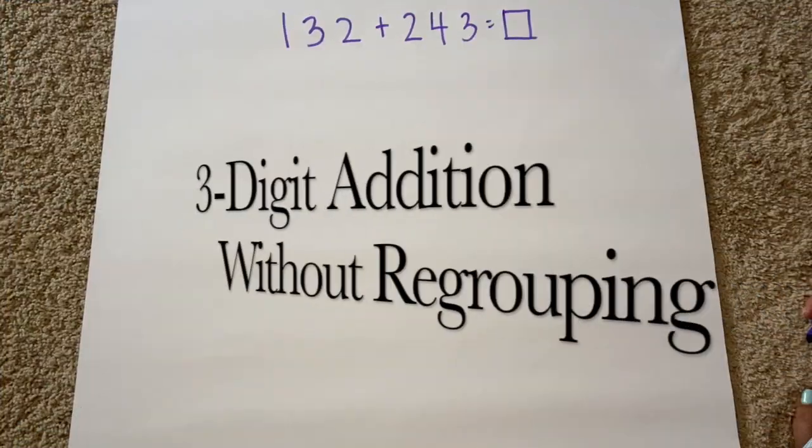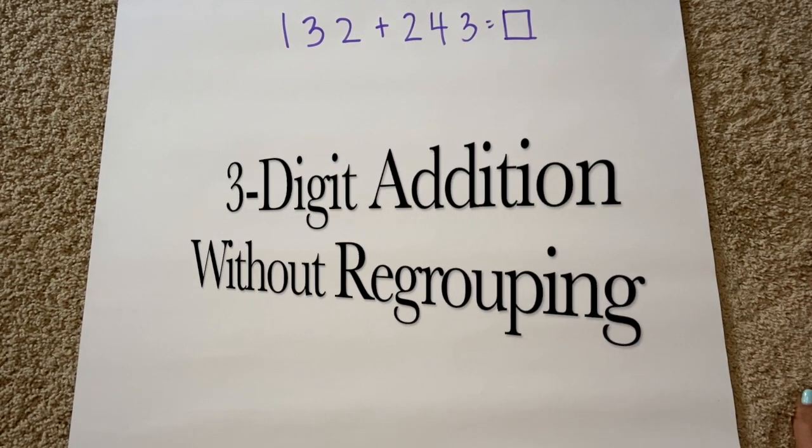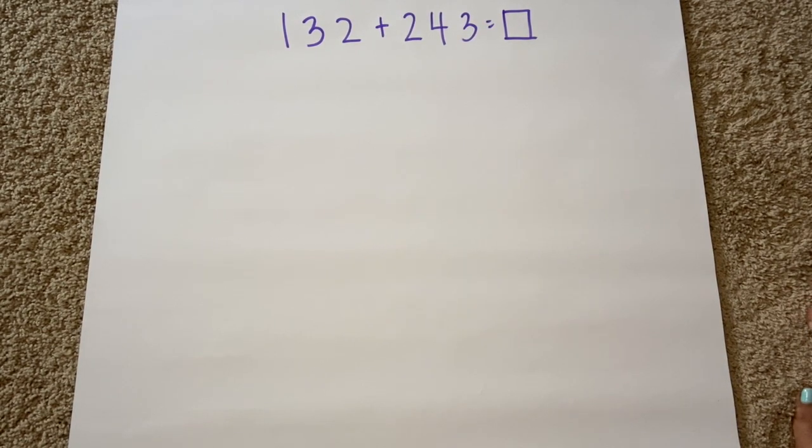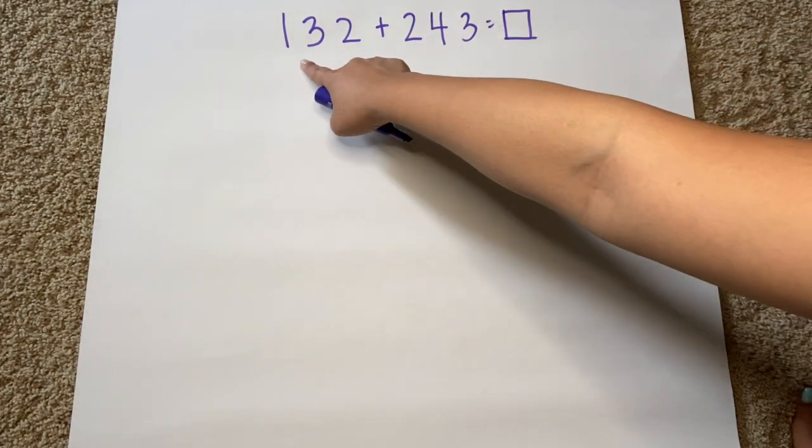So we're going to practice and learn about 3-digit addition by doing two different problems. The first problem is going to be a three-digit addition problem without regrouping. The second problem will be a 3-digit addition problem with regrouping. Again, we're going to go over two strategies, base 10 and standard form. Let's get started.